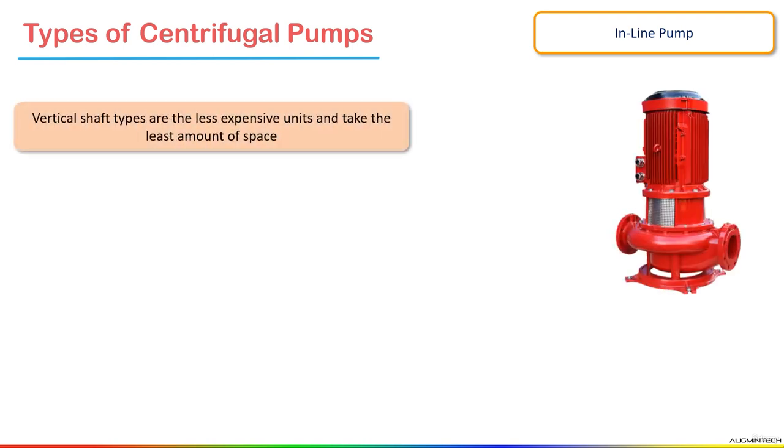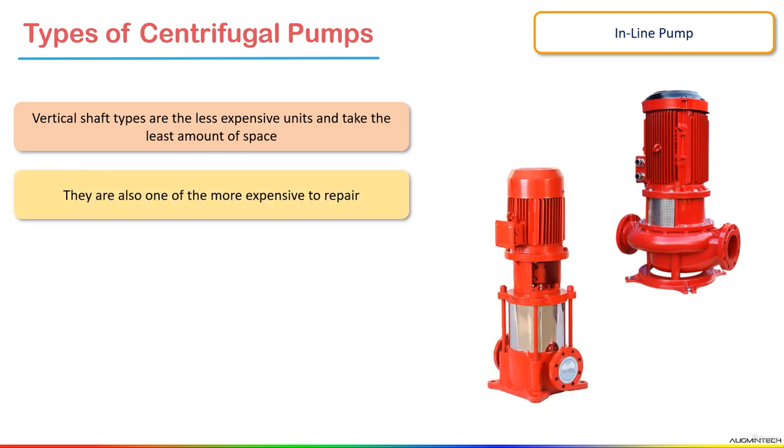If I talk about this vertical shaft type of pump, vertical shaft types are the less expensive unit and take the least amount of space also. That is why it is a commonly used pump. Generally we are using this type of pump only. They are also one of the more expensive to repair.